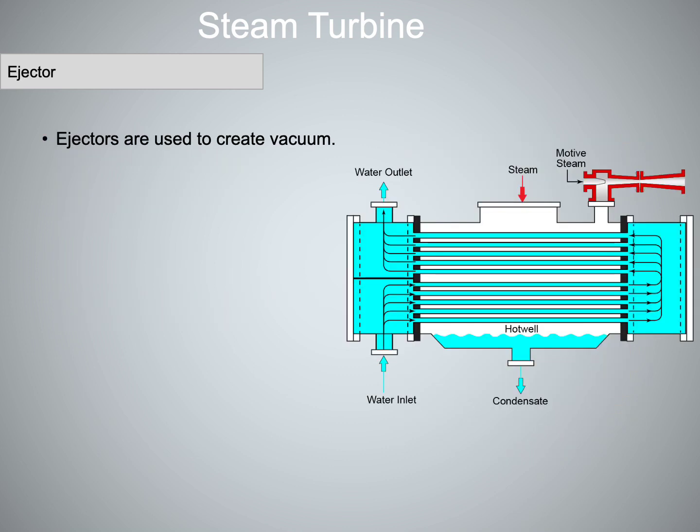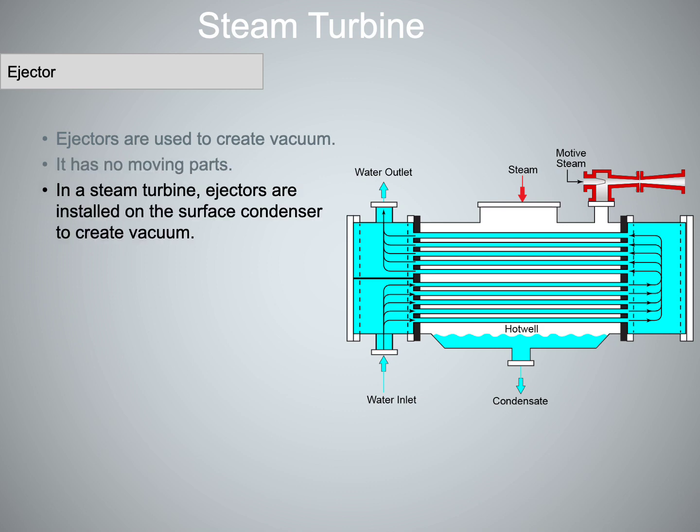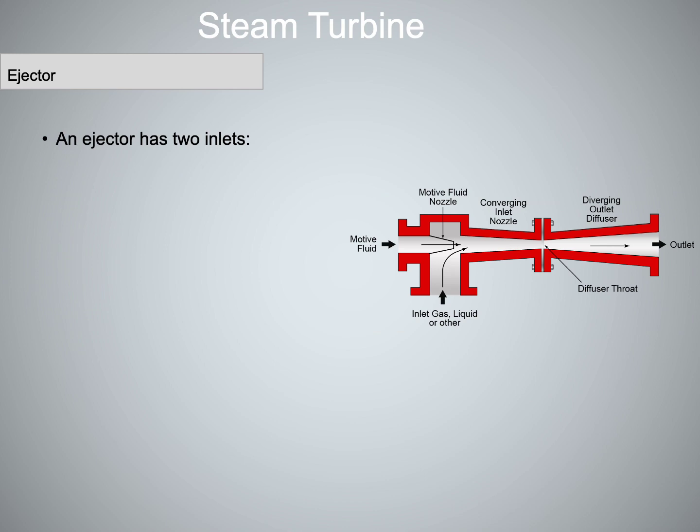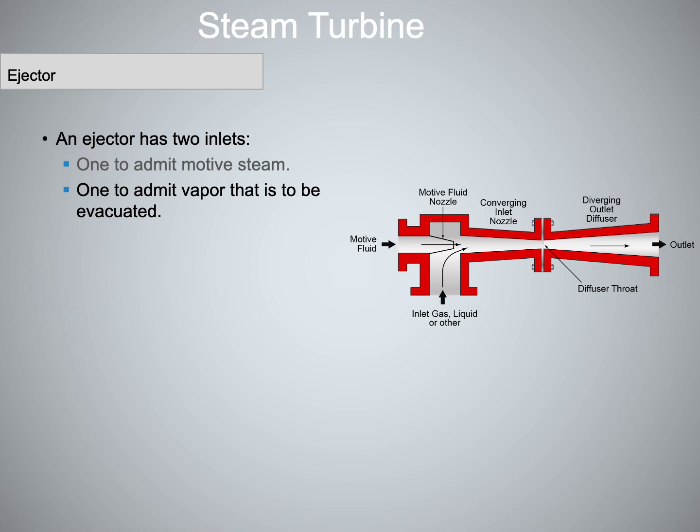Ejectors are used to create vacuum. They have no moving parts. In a steam turbine, ejectors are installed on the surface condenser to create vacuum. Ejectors are composed of three basic parts: a nozzle, a mixing chamber, and a diffuser. An ejector has two inlets: one to admit motive steam, one to admit vapor that is to be evacuated.